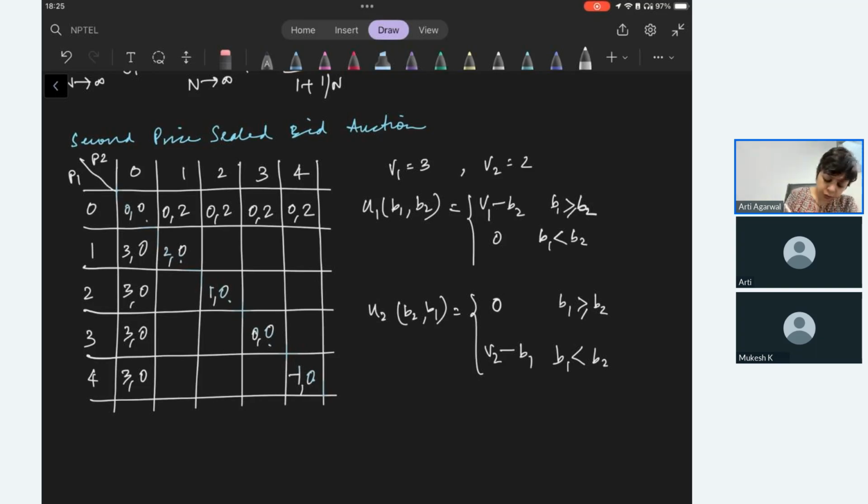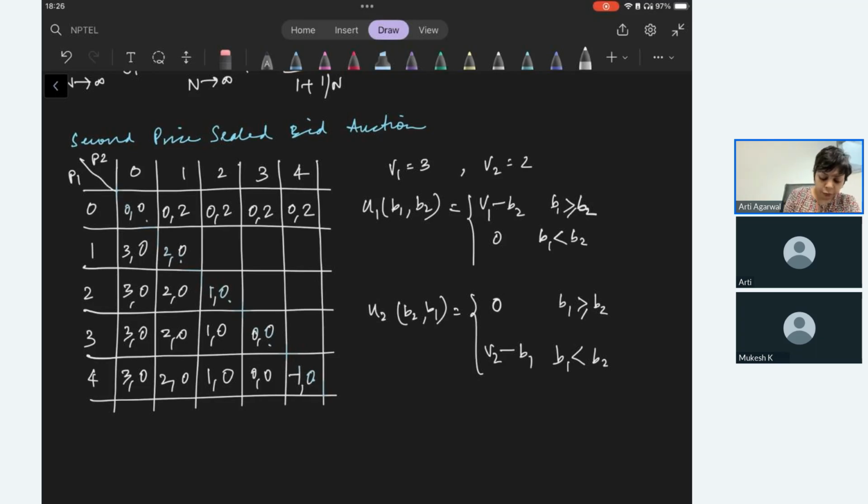So 1 is bidding 2, 2 is bidding 1. The valuation is 3 minus 1, so 2, 0. P1 is bidding 3, the other is still bidding 1: 2, 0. The other guy is bidding 2, P1 is bidding 3, he wins. It is 3 minus 2, 1, 0. And if he is bidding 4, the other guy is bidding 3, he wins, but he pays 3 this time. So it is 0, 0. Similarly, you can calculate the rest of it.